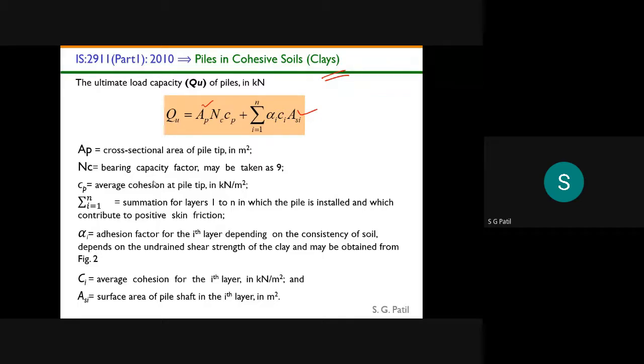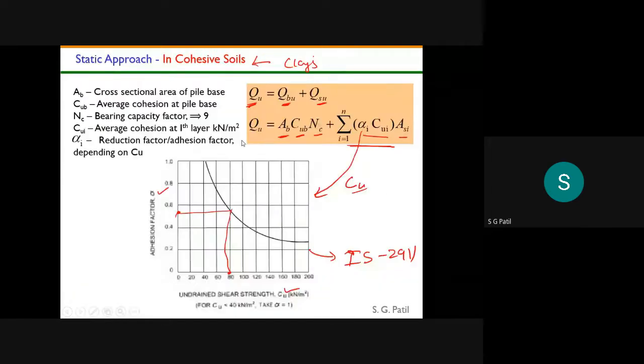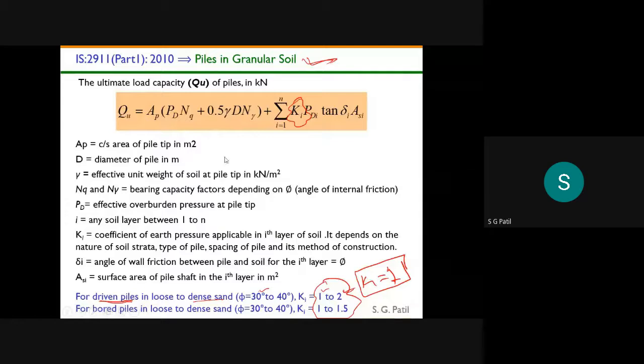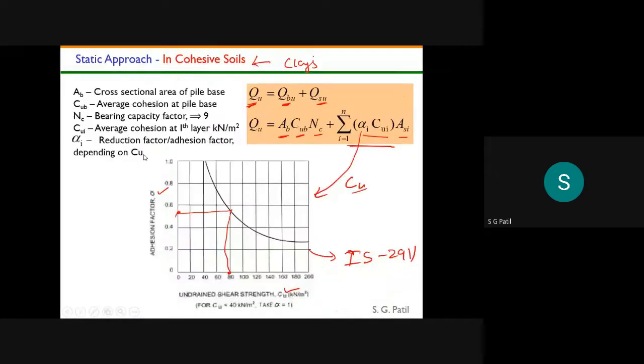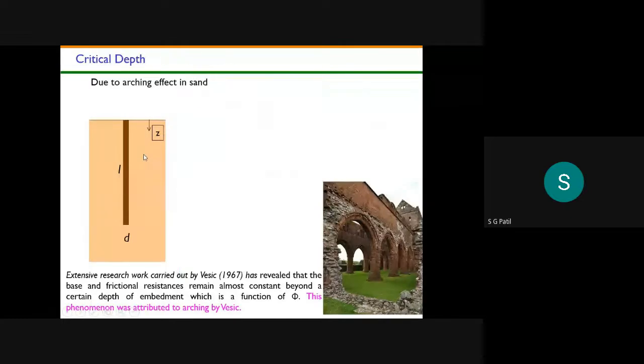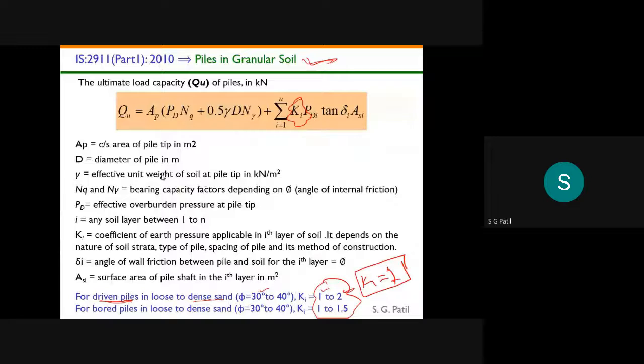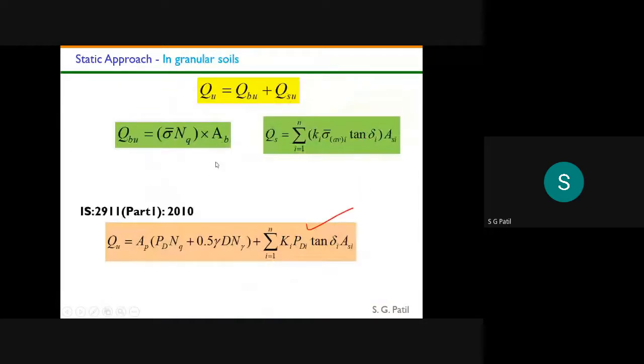But what I suggest is you don't bother about these formulas from IS 2911. Anyway, in the syllabus they are not mentioned as 2911, so you stick to these formulas only. In the final PPT, whatever I will share, I may delete these things, because these and these are essentially the same only.